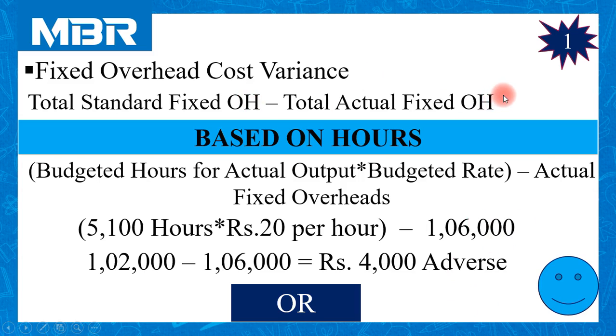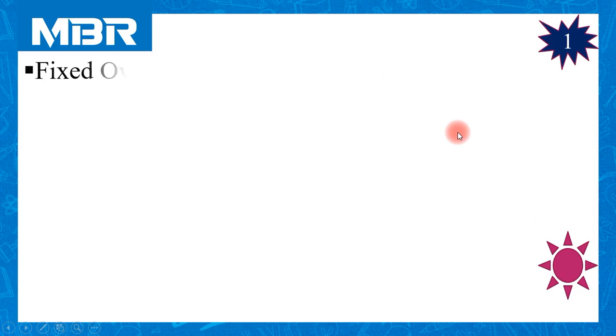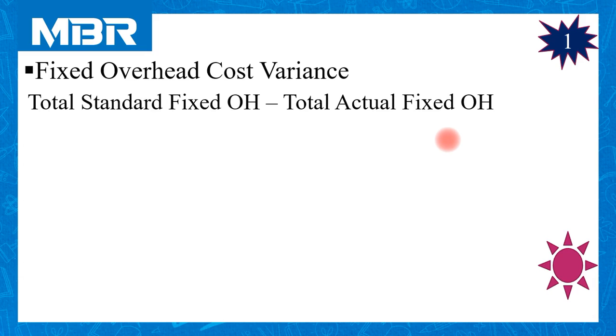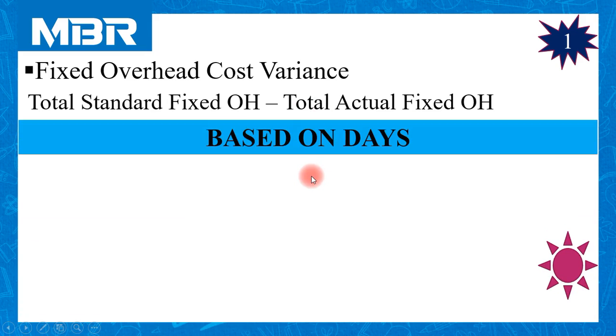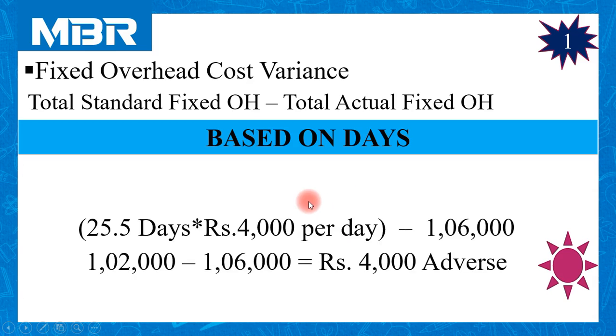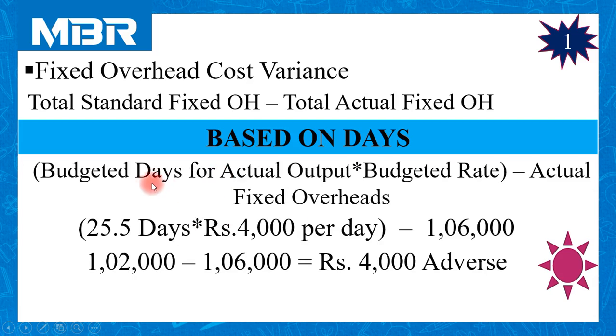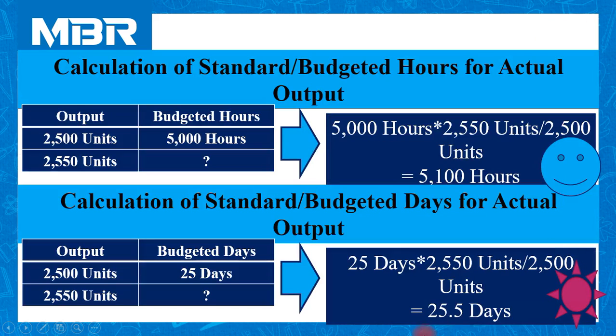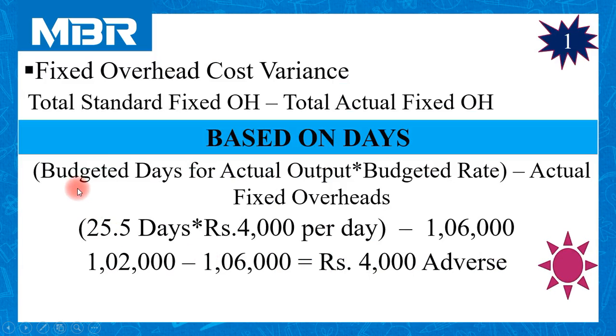Now apply the third alternative for our solution. Basic formula remains the same in all three cases. Now we will calculate on the basis of days. Formula: budgeted days for actual output. We have completed budgeted days over here. It's 25.5 days. So simply copy and paste over here.